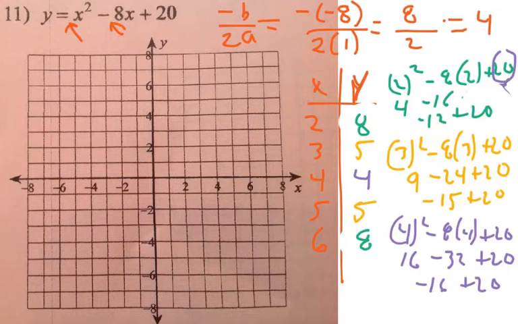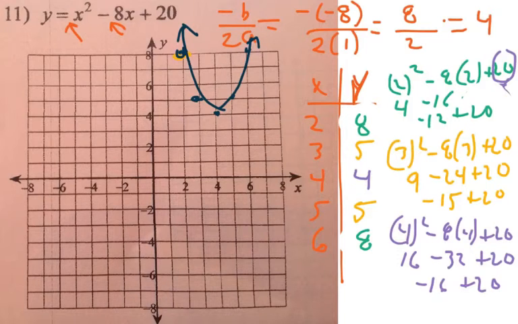Now it's just a matter of graphing. So I have a point at 2, positive 8. Let me change the color to black so it'll show up better. And I have a point at 3, 5. I have a point at 4, 4. 5, 5. And finally 6, 8. And if I connect my dots correctly, there is my beautiful little parabola, better known as a quadratic.